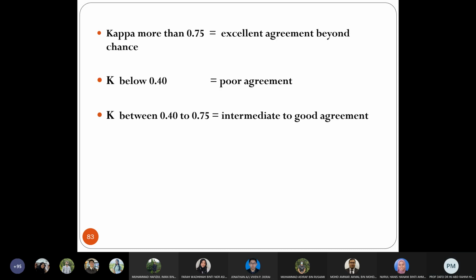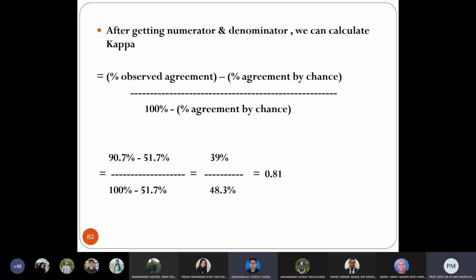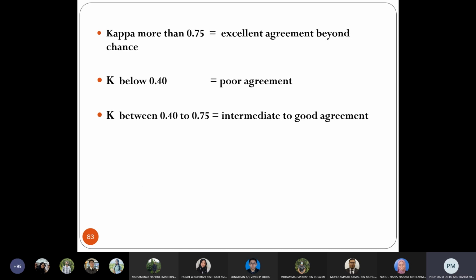So you look at here. Kappa more than 0.75, excellent agreement beyond chance. Kappa below 0.4, poor agreement. Kappa between 0.4 and 0.75 is intermediate to good agreement. So in our case, we have excellent agreement. You look at the difference, it is only one slide. So these two pathologists are excellent. That is how, in calculating the agreement between the two pathologists in training, they will use this kappa equation to measure.